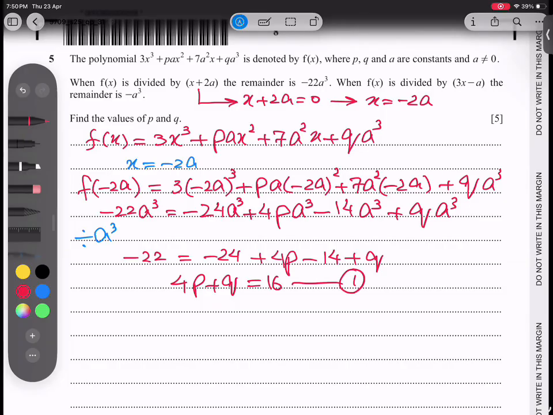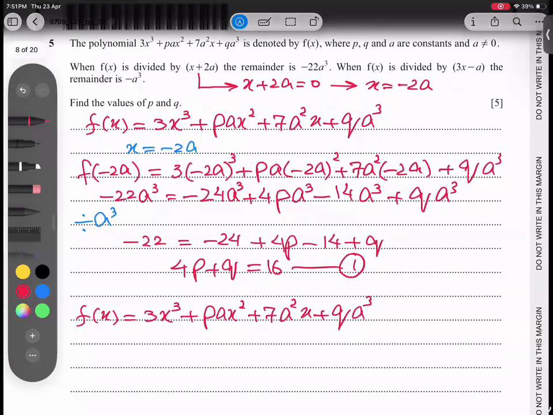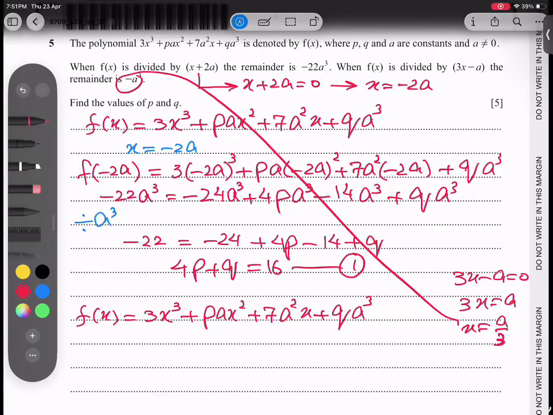Let's go for the next equation. Next he's saying that when divided by this, the remainder is negative a cube. So again, I'm copying the function. All right. This time I'm putting according to the question. I will plug in this equal to 0. So 3x minus a is equal to 0. 3x is equal to a and the x value is a over 3. Fractions, a lot of patience required, and the remainder is negative a cube.